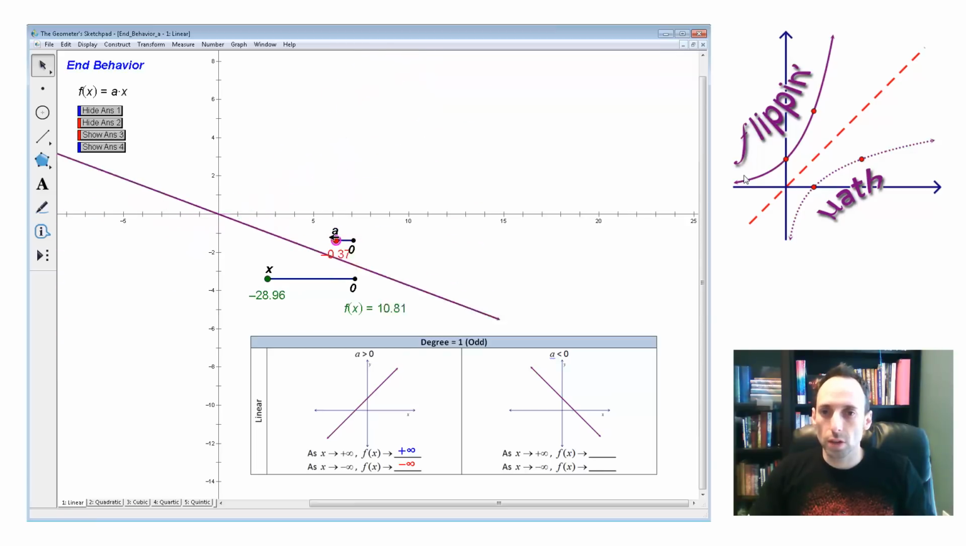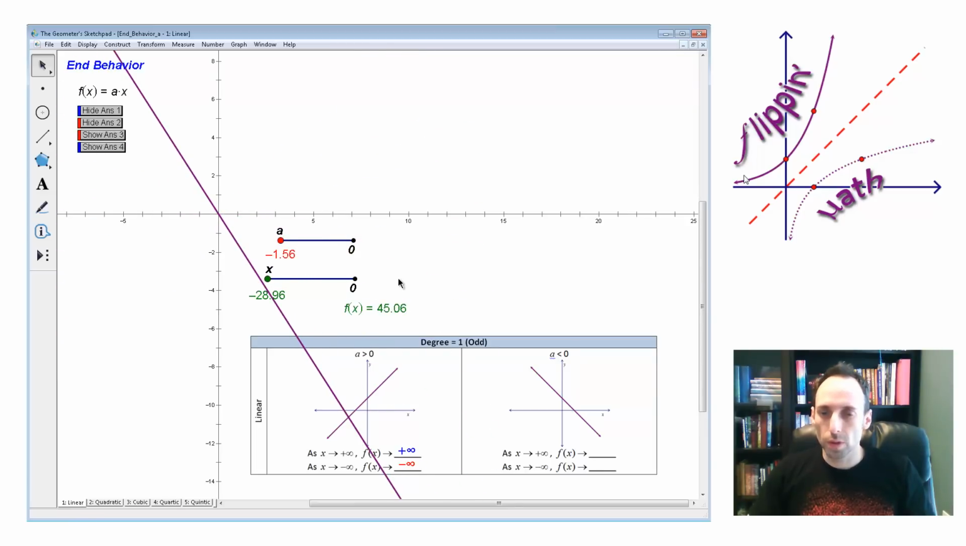Okay, let's make this one negative. Now it's negative. As x approaches positive infinity, look at the green dot there. You can see it's going down, right? f of x is going to negative infinity. So there's the third answer right there. It's going to negative infinity.